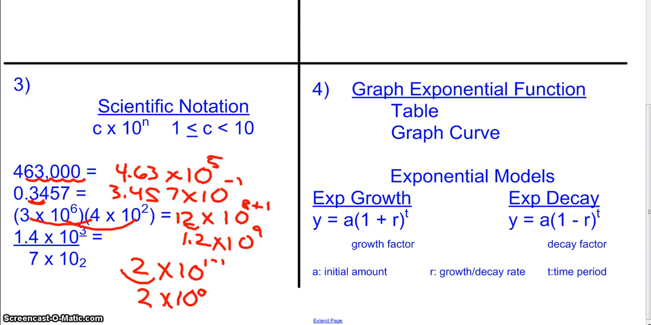So here is the overview of graphing. Remember, we just use a table, find points, and we graph. The growth ones look like this, right? Decay is looking like this.